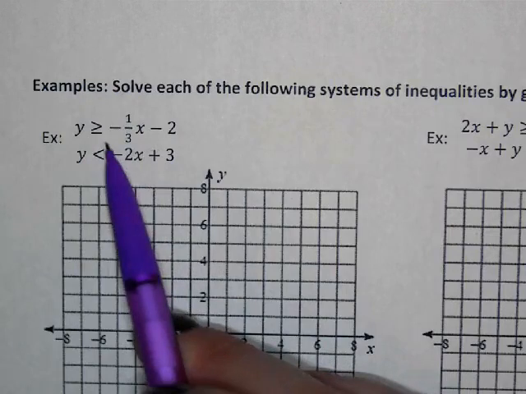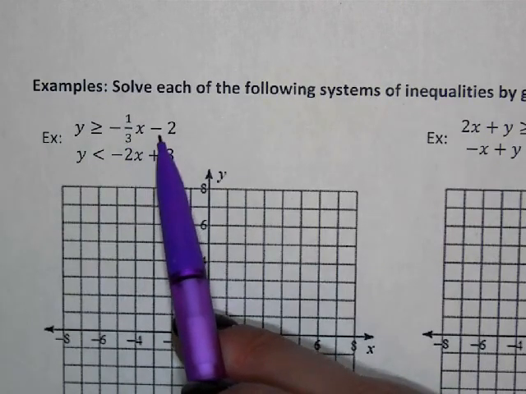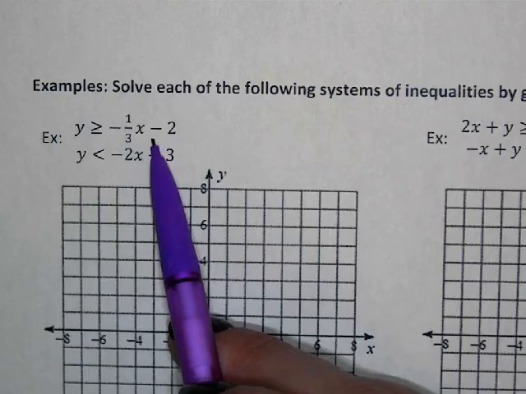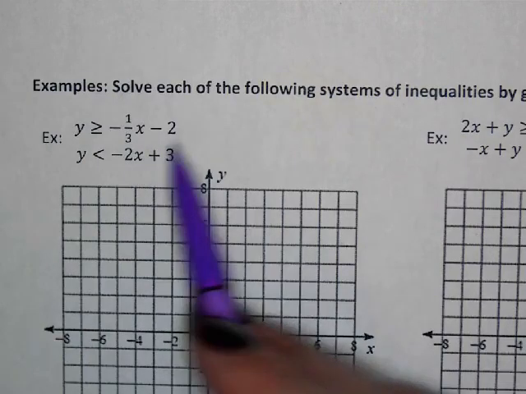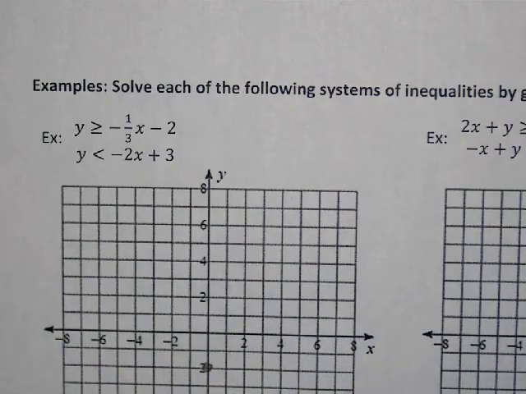Thank you. So we've got this first one. It says negative 1/3 x minus 2. What should we start with? The negative 2. And then from there, where should we go? Down 1 to the right 3. Down 1 to the right 3. Okay.